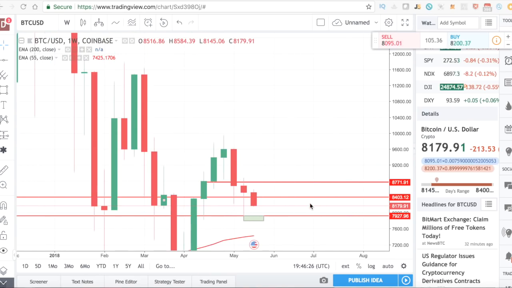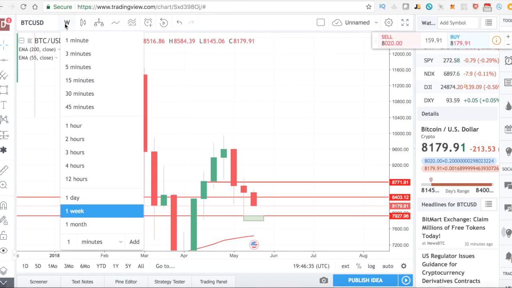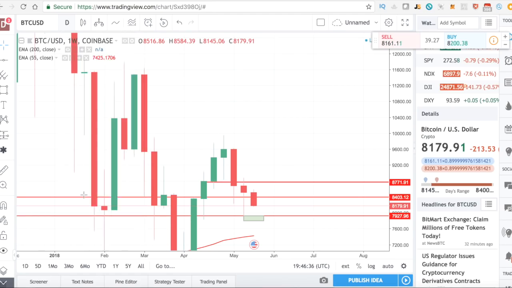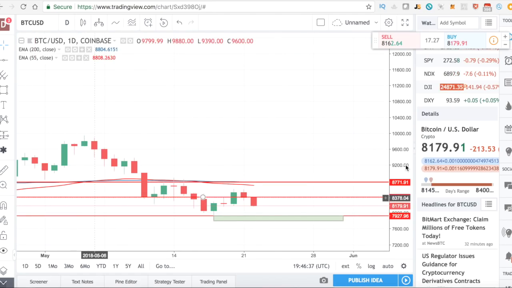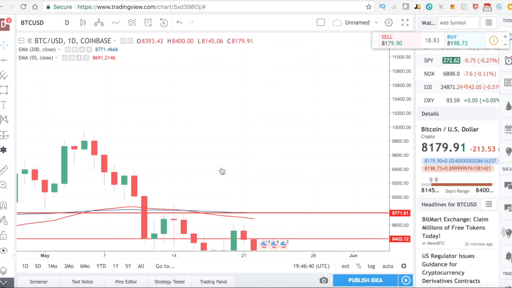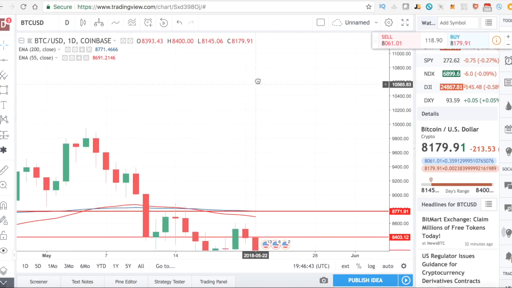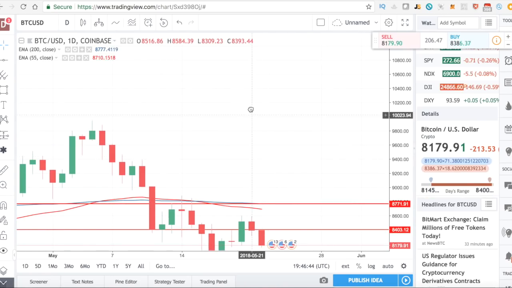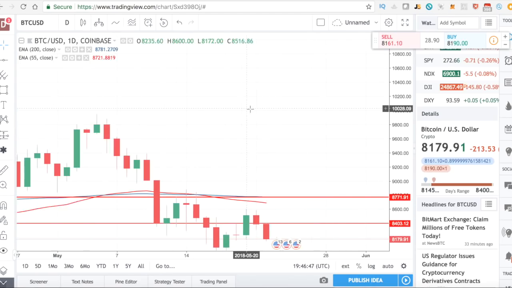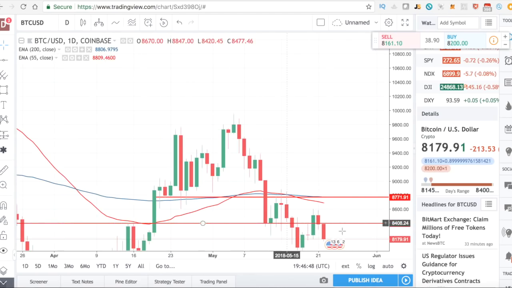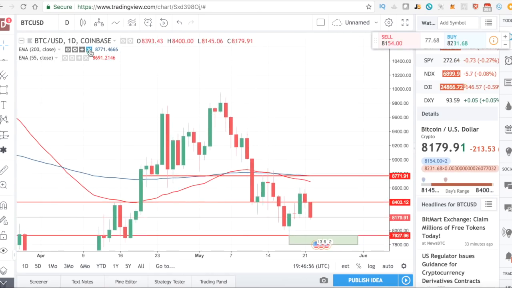So, as you can see right here, guys, I'm in the BTC USD chart. Let's go to the 1 hour. Hold on, the 1 day, sorry. So, guys, this is how it goes. Give me 1 second, my computer's kind of laggy right now. As you can see, we have these red lines right here. Let me take off the EMAs for a second.